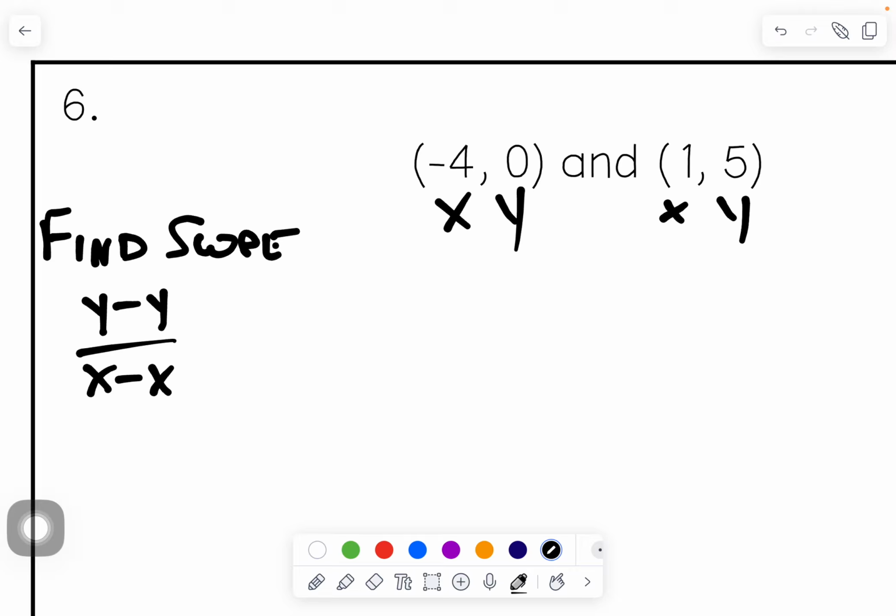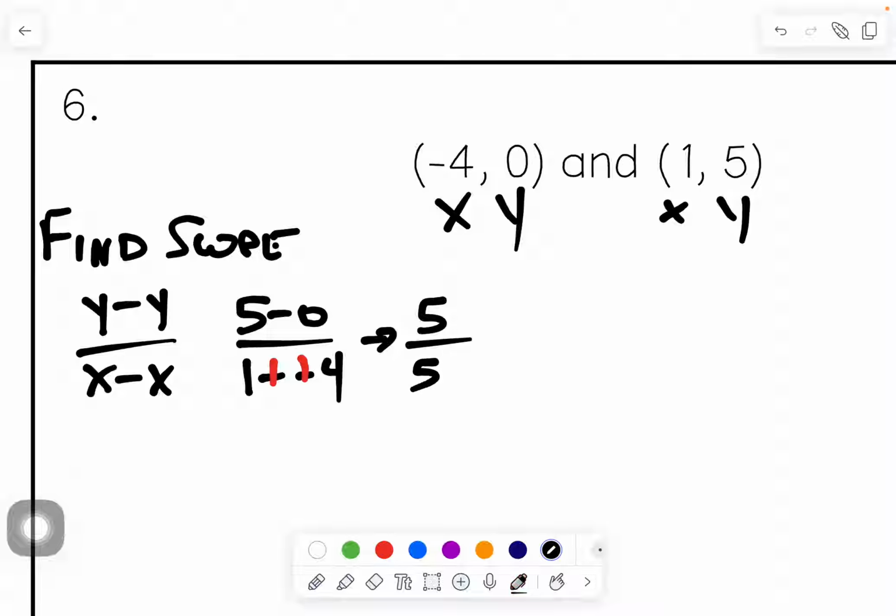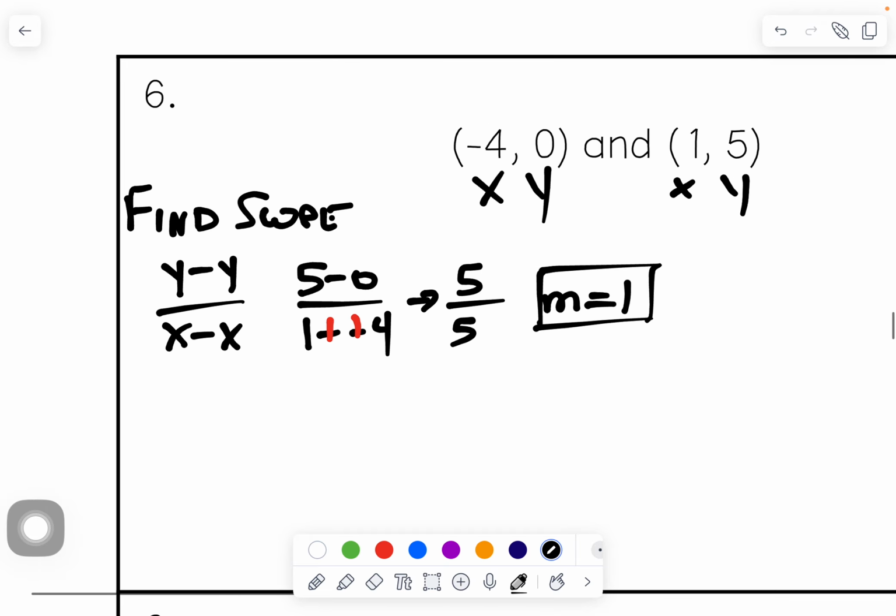So I'm going to plug in here. I'm going to go 5 minus 0 on top, which means I have to go 1 minus negative 4 on the bottom. So 5 minus 0 gives me 5. 1 minus negative 4, that's going to be plus a positive, and that gives me a 5. 5 divided by 5 gives me an m value of 1. Great, so I found half of what I need. I've got to find the other half: find b, or the y-intercept.